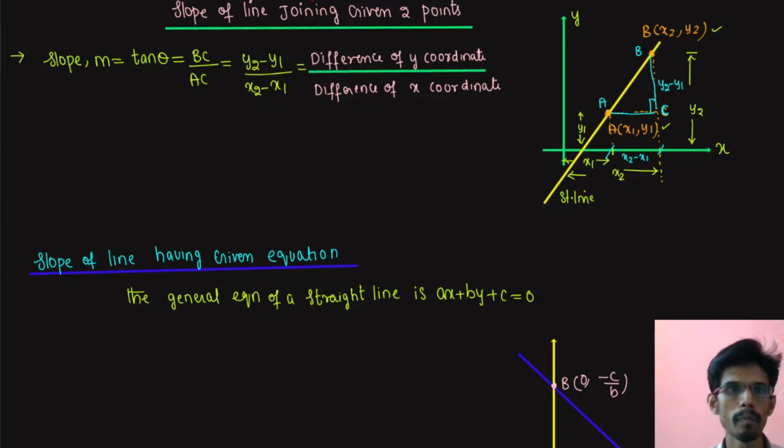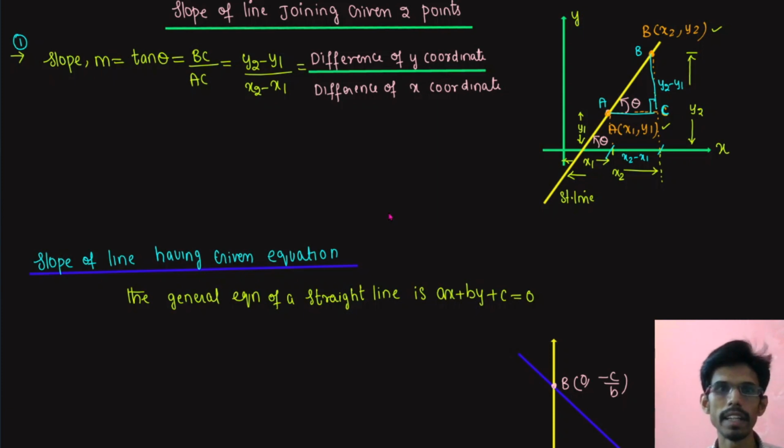Now slope m equal to tan theta. Tan is nothing but opposite by adjacent. Opposite is BC. Let us take this. Now let me make the angle here. Suppose this line is making an angle theta. So here also the angle will be the same theta only.